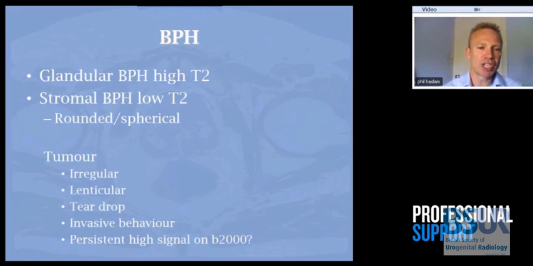Tumour, the way you differentiate tumour is it might be irregular, it could be lenticular or teardrop shaped. It could have more invasive behaviour. You'll see it crossing between the transitional zone into the peripheral zone. So crossing traditional boundaries within the gland, it's more likely to be tumour. The other thing to look for is persistent high signal on a very high gradient, say a B2000 or greater than the B1400 if you can. And if it's persistently high signal, that is more likely to be BPH than tumour.